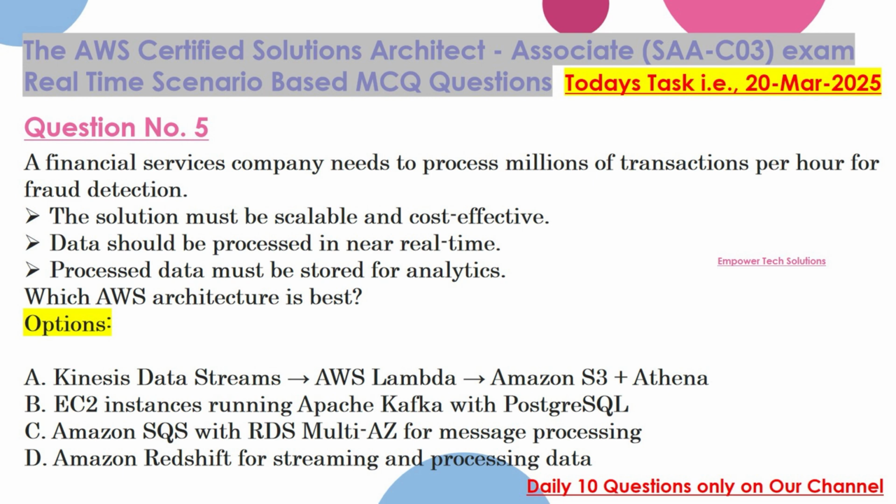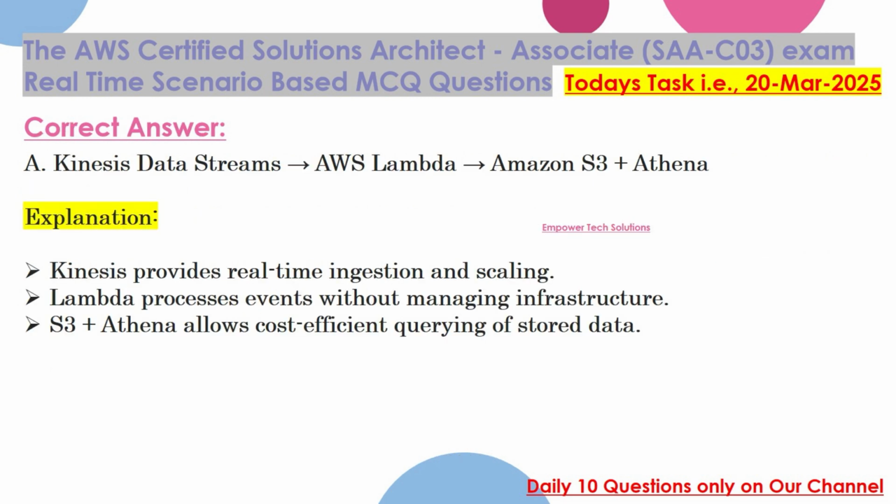Options: A. Kinesis Data Streams, AWS Lambda, Amazon S3 plus Athena. B. EC2 instances running Apache Kafka with PostgreSQL. C. Amazon SQS with RDS Multi-AZ for message processing. D. Amazon Redshift for streaming and processing data. Correct answer: A. Kinesis Data Streams, AWS Lambda, Amazon S3 plus Athena.